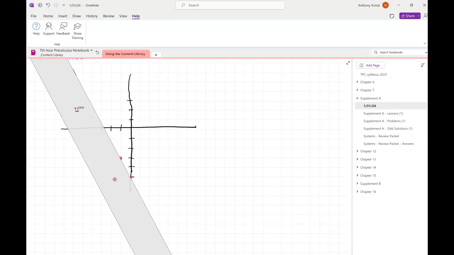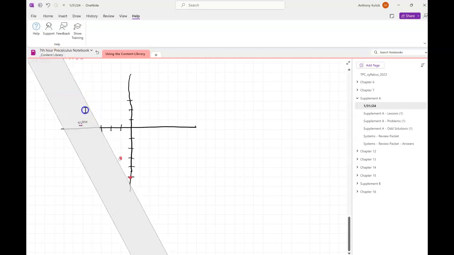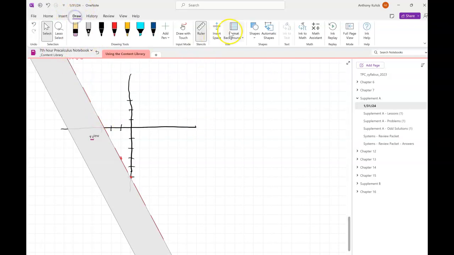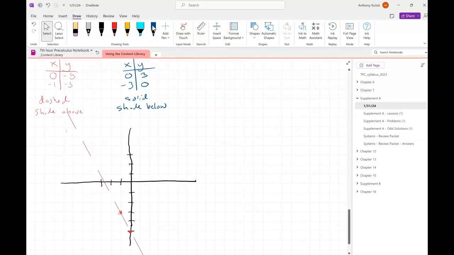Okay, and this was a dashed line. Stupid thing. Okay. And then my other one was 3, 0, and then negative 3, 0.